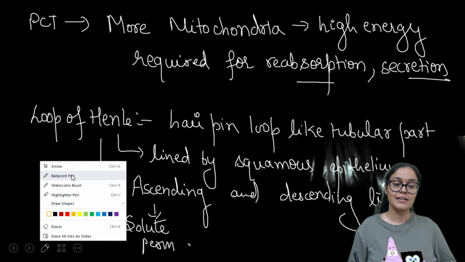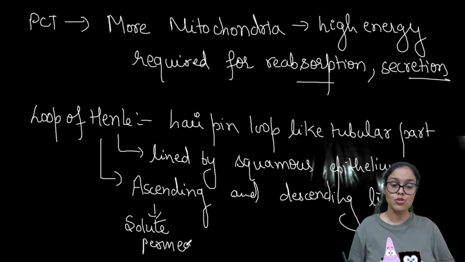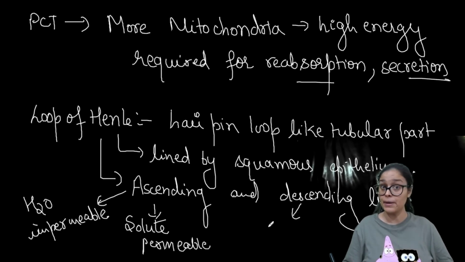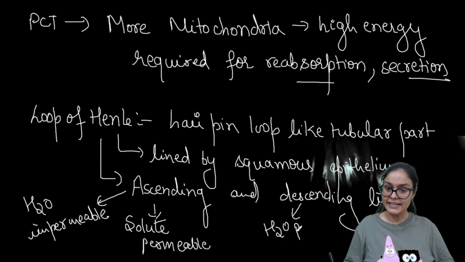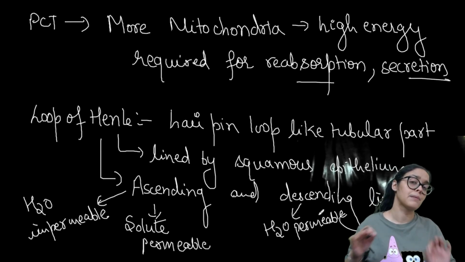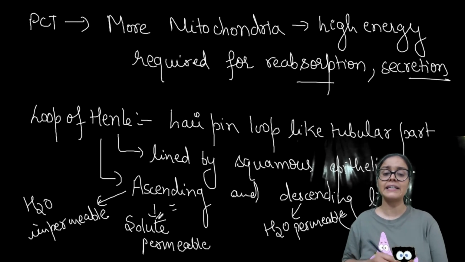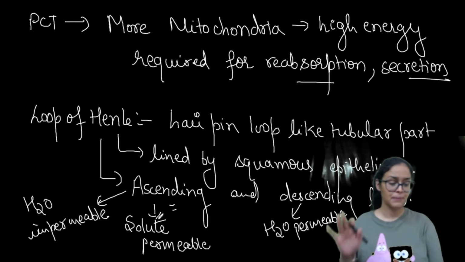Yes, understood? So write down in the comment box, have you got it? Solute permeable but water impermeable. And this information we will be using in the next class. If you don't remember this, you will not be able to relate it, right? The descending limb is water permeable, meaning water will be allowed to move, but almost impermeable for solute. Simple, the descending limb is water permeable and the ascending limb is water impermeable, as simple as that.